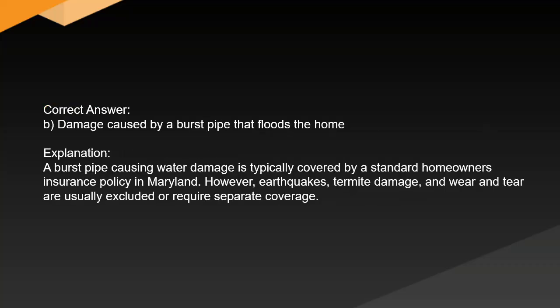Correct answer. B. Damage caused by a burst pipe that floods the home. Explanation. A burst pipe causing water damage is typically covered by a standard homeowner's insurance policy in Maryland. However, earthquakes, termite damage, and wear and tear are usually excluded or require separate coverage.